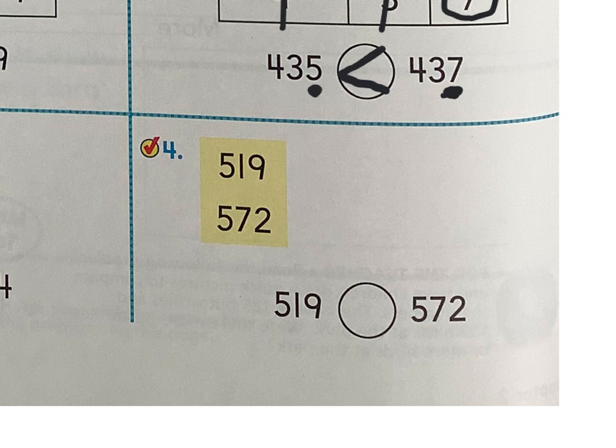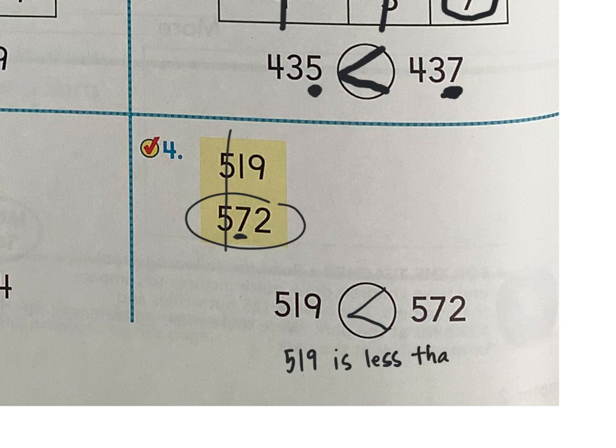519, 572. We can see our hundreds place is the same. So then we can look at our tens place. And there are more tens in this second number. So that is our greater number. 519, 572. Remember, our symbol should open up to the bigger number. So this reads 519 is less than 572.